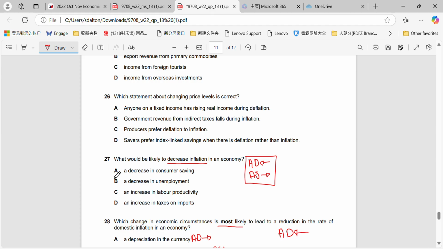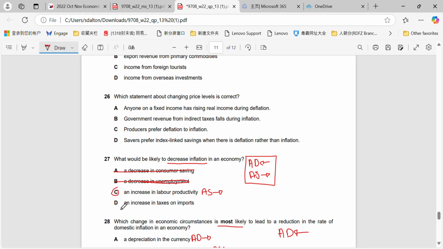So decreasing consumer saving would not have an effect. Again, consumer expenditure would have an effect, but the saving wouldn't. If they decrease their saving, it doesn't necessarily mean that they're going to spend more. A decrease in unemployment, so no. That would mean that we're probably increasing real GDP, which is likely to increase inflation. Aggregate demand might move to the right. Increase in labour productivity, yes, that would result in aggregate supply shifting to the right, which would give us more productive capacity, and assuming AD remains unchanged, would result in the rate of inflation dropping.